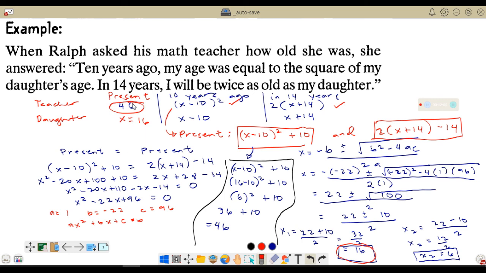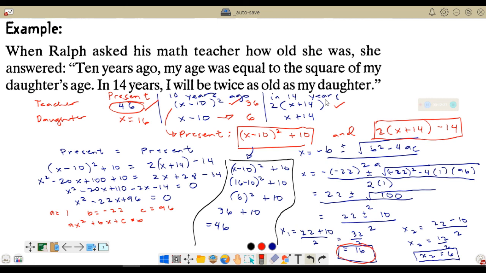Okay? So, 10 years ago, ano yung edad nilang dalawa? So, 10 years ago, i-check natin. 10 years ago, ang edad ni daughter ay 16 minus 10 or 6. Ang edad ni mother is 46 minus 10, which is 36. Is 36 the square of 6? Yes. So, our answer here is correct.